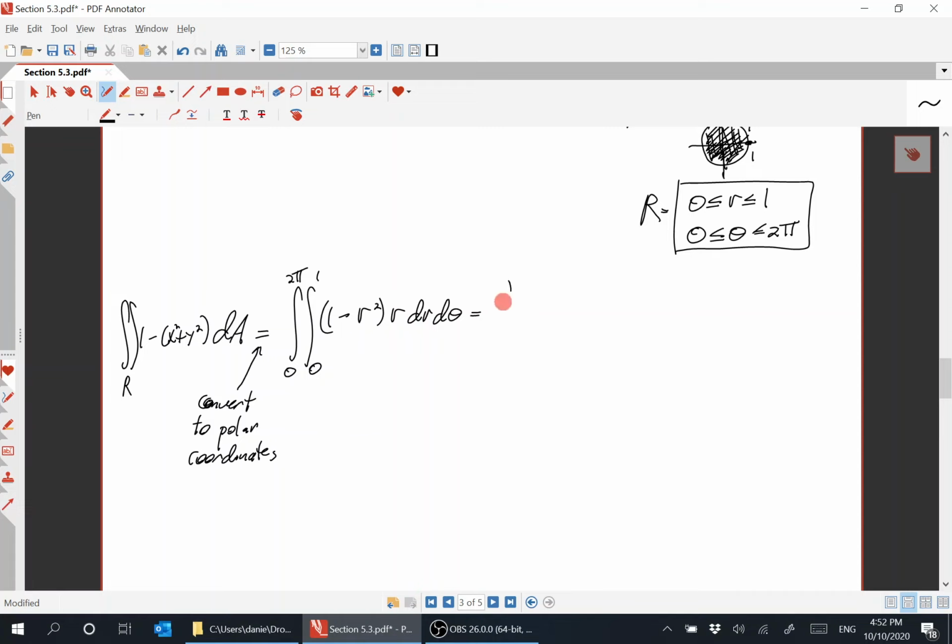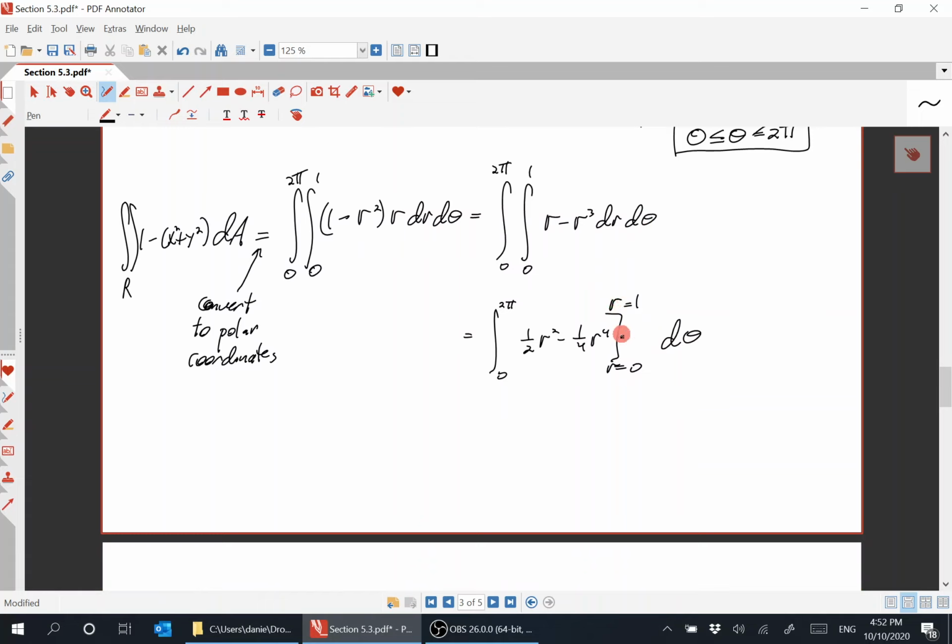Okay? So, let's clean up that expression. So it's r minus r to the third, dr d theta. Antiderivative with regard to r, 1 half r squared minus 1/4 r to the fourth, r equals 0 to r equals 1.